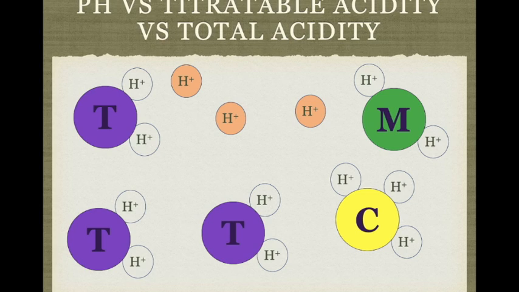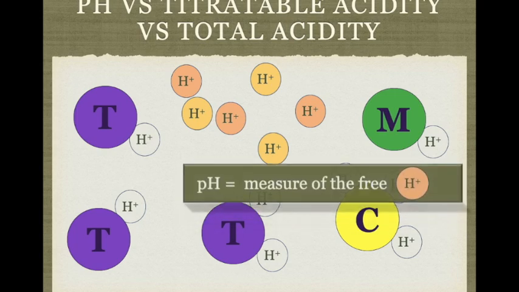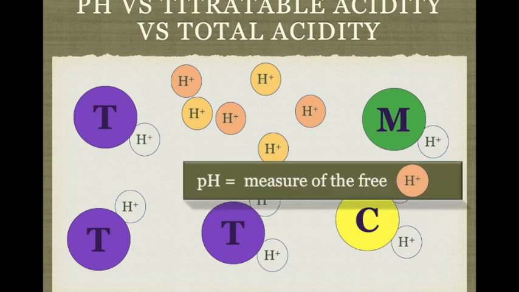You see the hydrogen ions that are attached to those acids; those are non-dissociated hydrogen ions. And then you see the orange hydrogen ions that are floating free; those are what we consider to be dissociated ions. So when you add an acid to a solution, some of the hydrogen ions will dissociate and become free hydrogen ions. And those are what the pH is a measure of: the negative log of those free hydrogen ions.